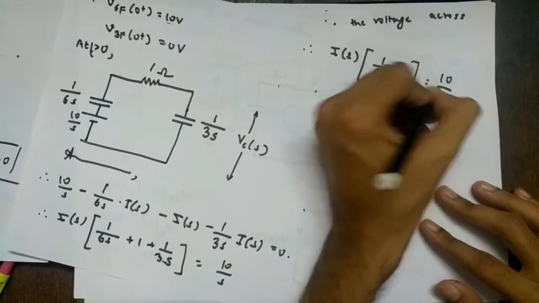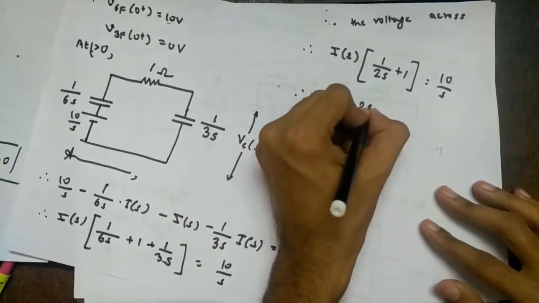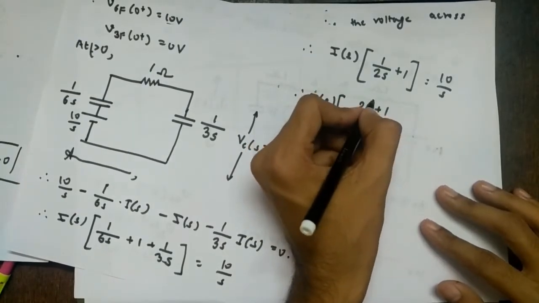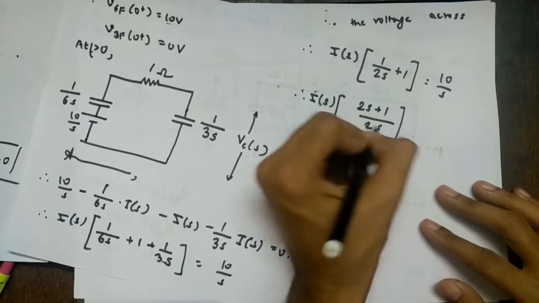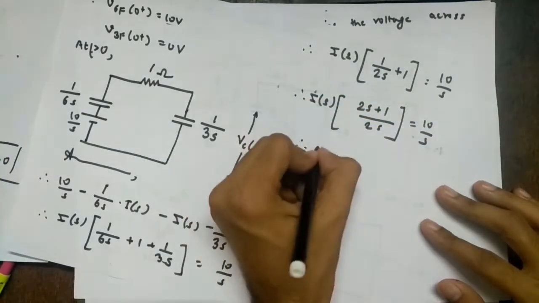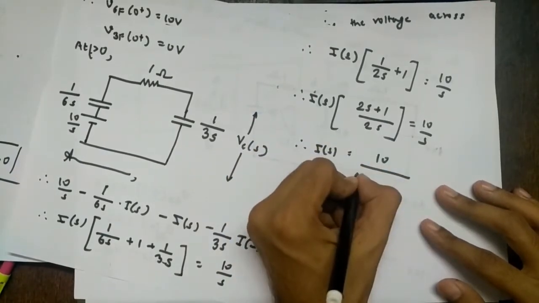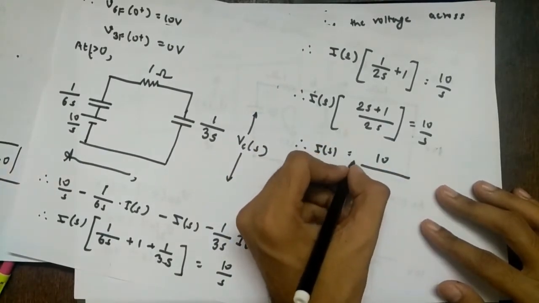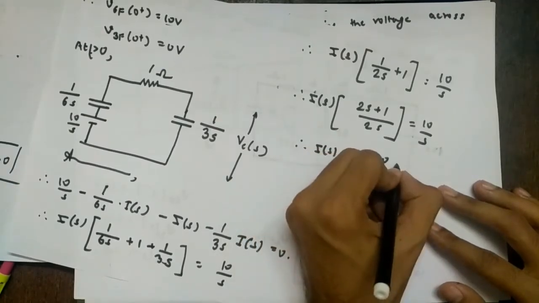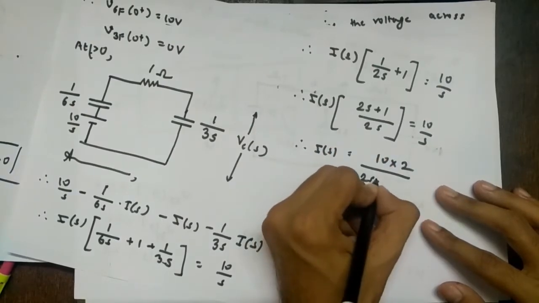equal to 10 by s. So therefore, this will be 2s plus 1 upon 2s equal to 10 by s. So s will get cancelled. So I of s is 10 upon 2s plus 1, with s getting cancelled. So 10 into 2 upon 2s plus 1.